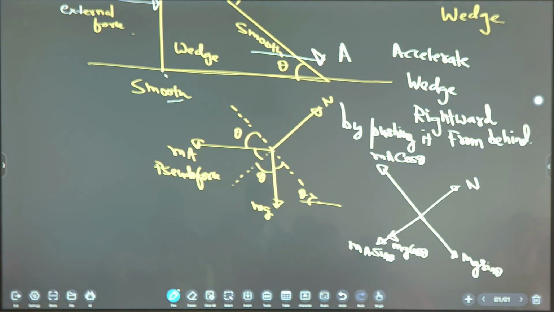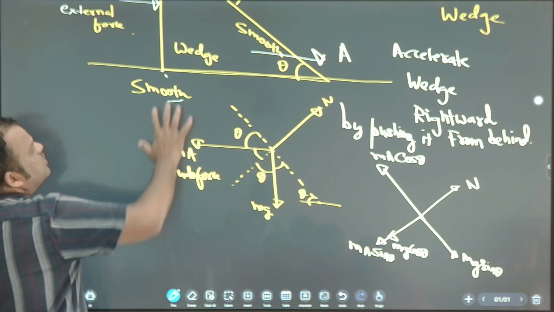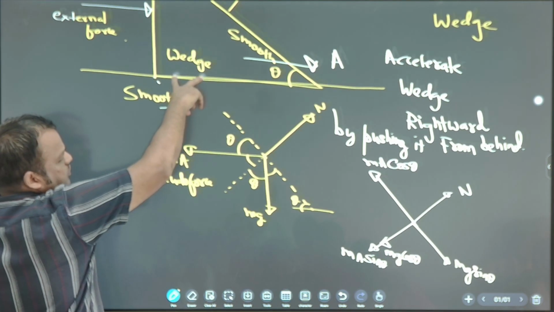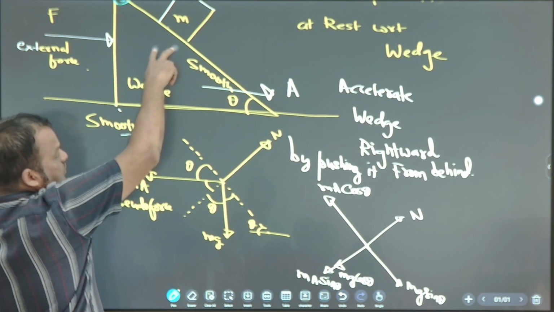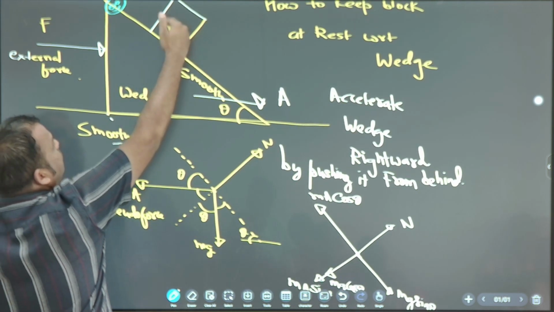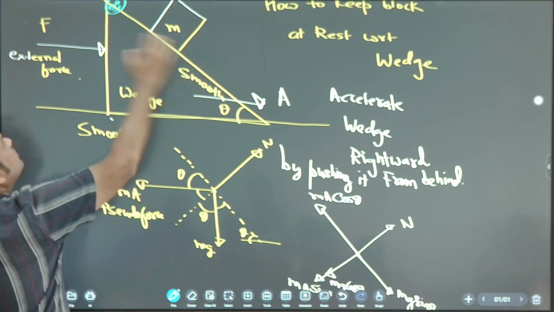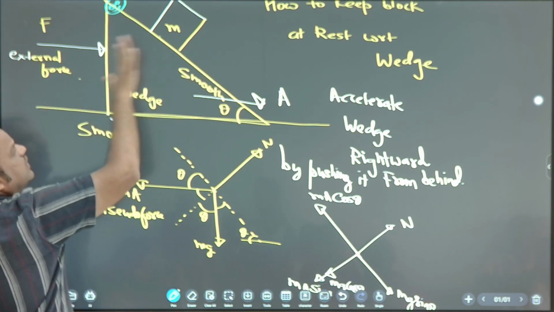Note down. So this is the diagram. Observe the free body diagram. The block is kept on the inclined surface, and you are pushing the wedge to the right side.